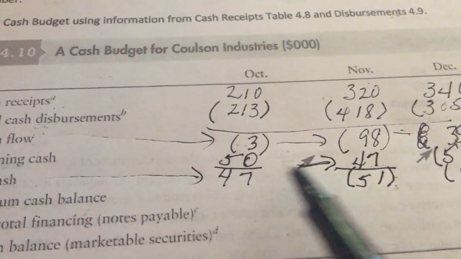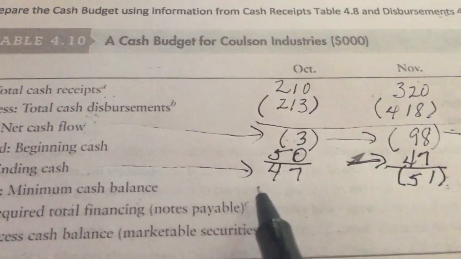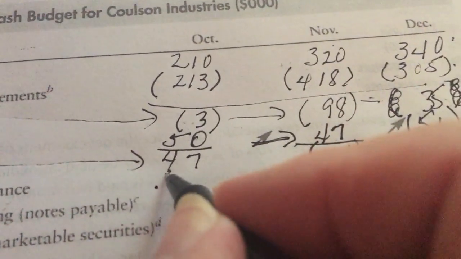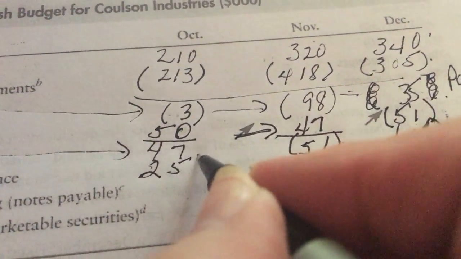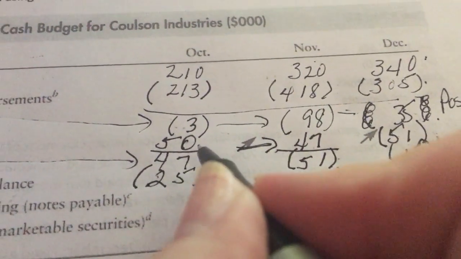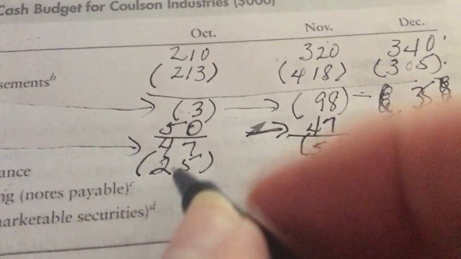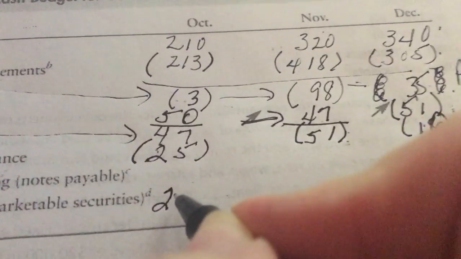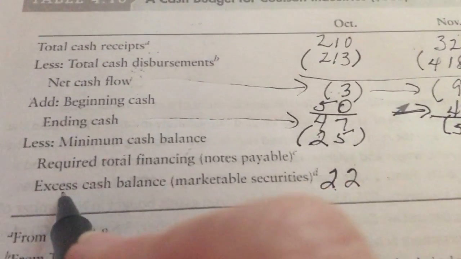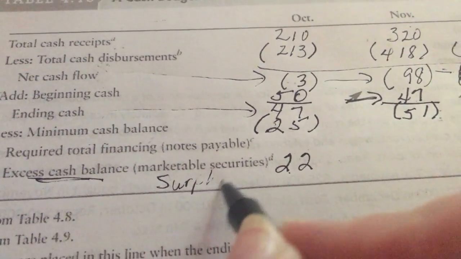Okay, so now those are your ending balances. Now, notice here we want a minimum cash balance of $25,000. For some reason, the bank wants us to keep $25,000. That's going to be a subtraction, okay? So 47 positive for October minus 25 means that we actually have a surplus of 22. Okay, this is a surplus, so put it under excess cash. That's called a surplus.